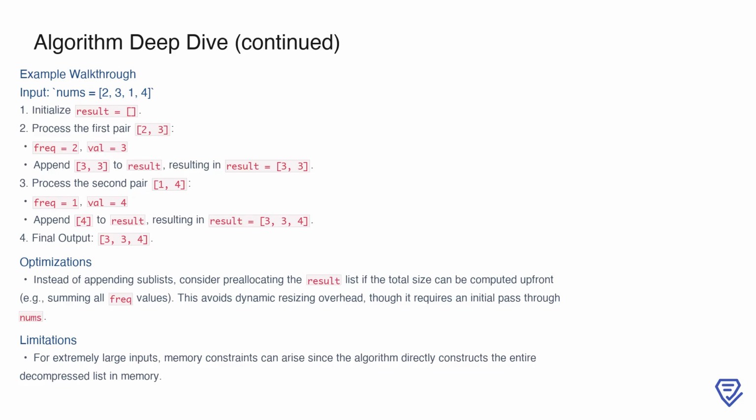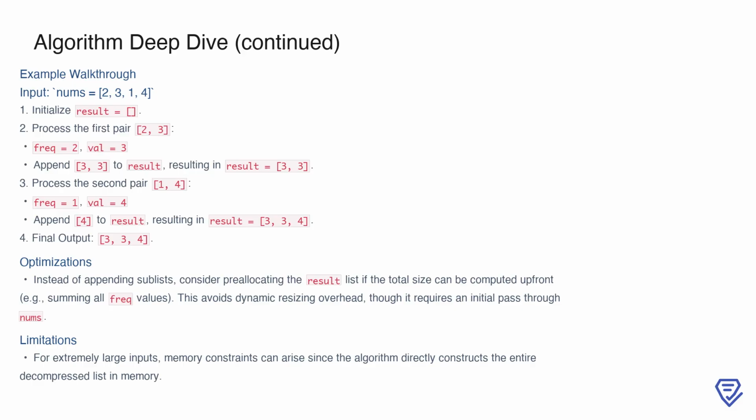Suppose the input is nums equals [2, 3, 1, 4]. We start by initializing an empty list, result equals []. First, we process the pair 2, 3. Here, frequency equals 2 and val equals 3, so we create a sublist [3, 3], and append it to result, resulting in result equals [3, 3]. Next, we process the pair 1, 4, where frequency equals 1 and val equals 4. This gives us a sublist [4], which we append to result, producing the final output [3, 3, 4].